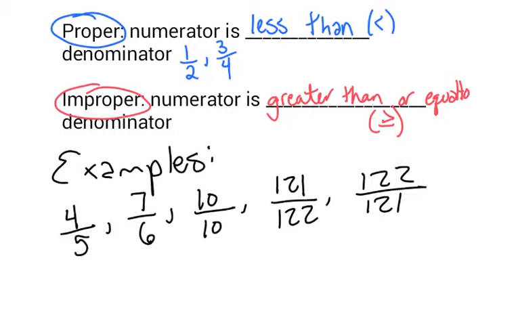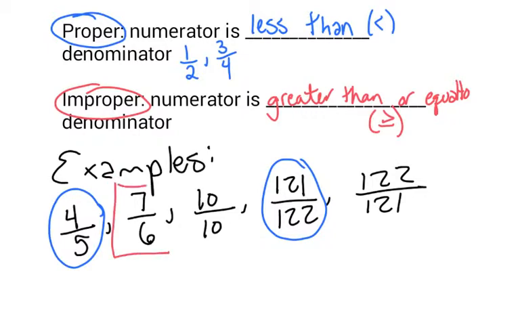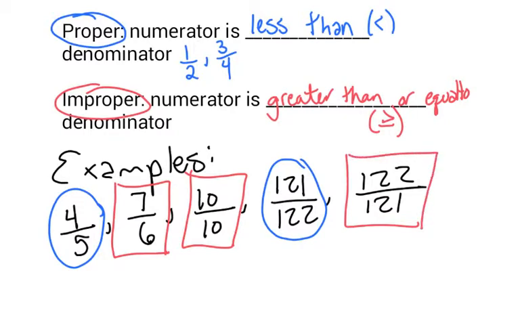Okay, so looking here, proper, you should have circled 4/5 and 121 out of 122. For improper, you should have had 7/6, 10/10, and 122 over 121. 10/10, they are the same, but that is actually improper.